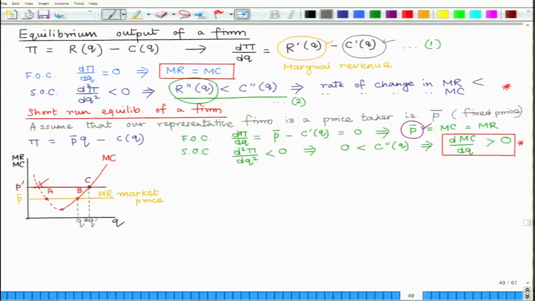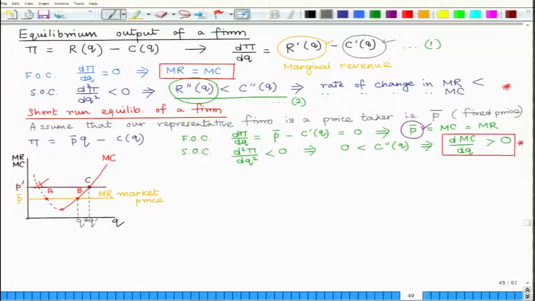So, what we see? We see that there is a positive relationship between the market price and the firm's supply in the market. As market price rises, the firm tends to produce and supply more for a competitive industry. But does it mean that the firm supply curve actually is the upward sloping segment of the marginal cost curve? Wait, we will find out the answer very soon.